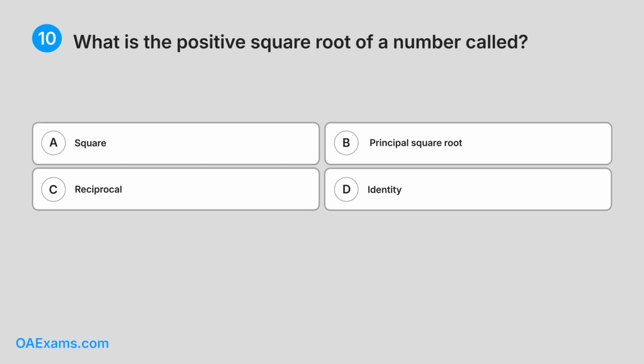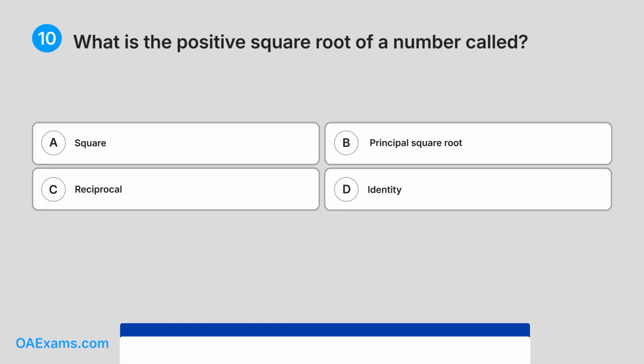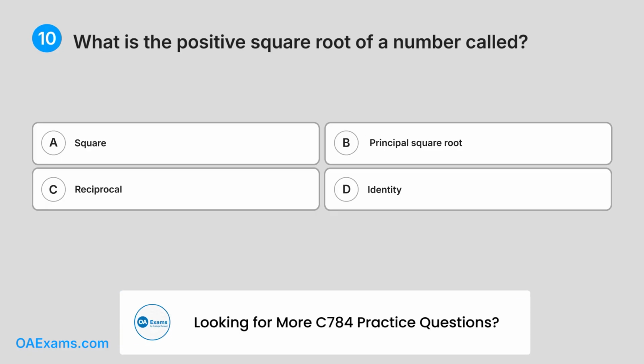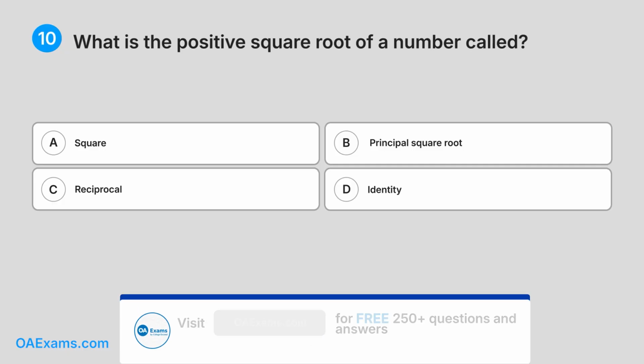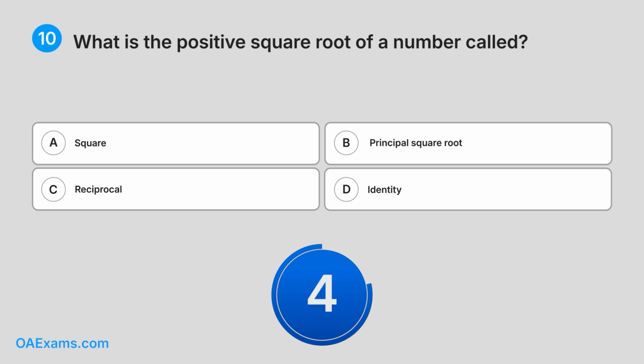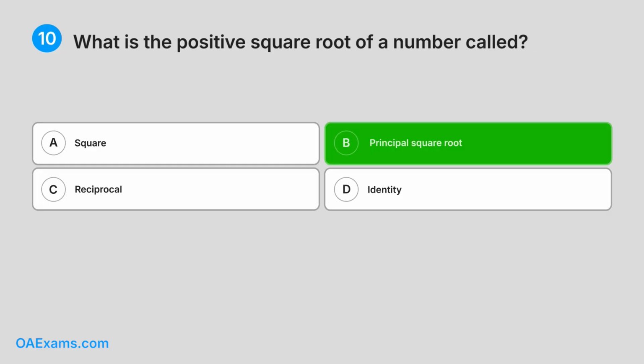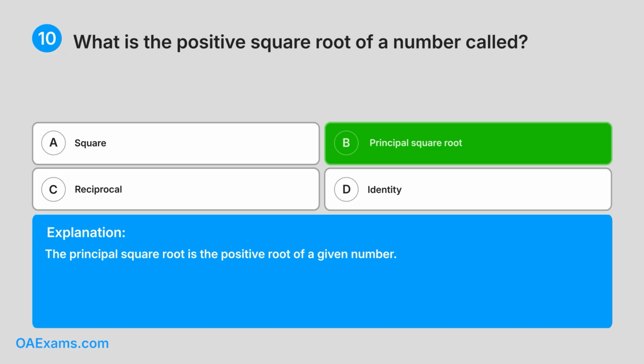10. What is the positive square root of a number called? A. Square. B. Principal square root. C. Reciprocal. D. Identity. Do you know the answer? Correct answer. B. Principal square root. Explanation. The principal square root is the positive root of a given number.